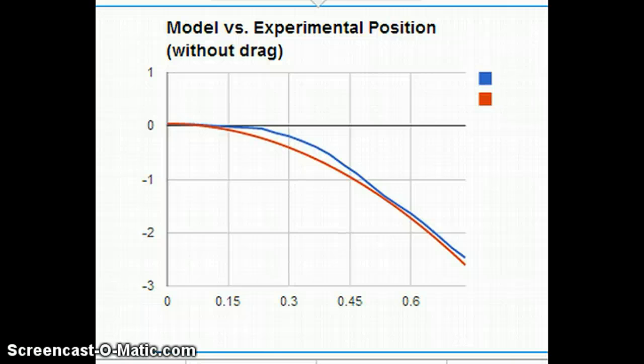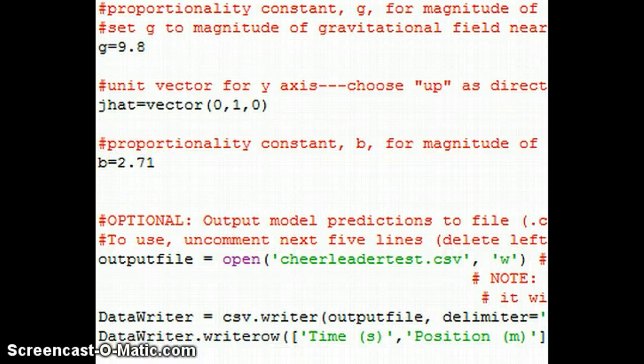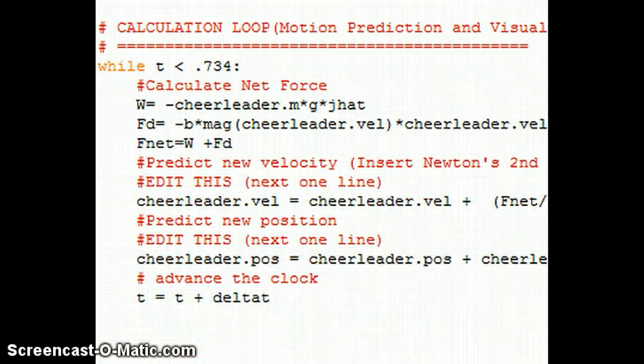To obtain more accurate results, it is necessary to add a drag force, which is dependent on the properties of the object in question. In order to account for this force, this segment of code was shown right here. It is important to account for this drag force in the net force of the system to get accurate real-world results. This force was found to be negative b times the magnitude of the velocity times the velocity, which is shown down here and included at this point. From here various b values were tested and the closest was found to be 2.71. After finding this value, a much more accurate model was produced.